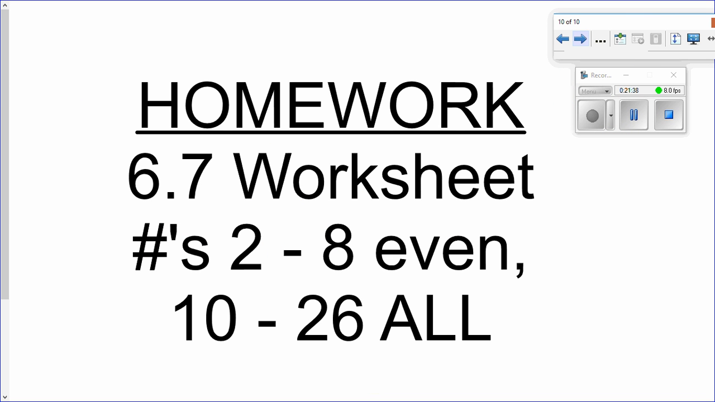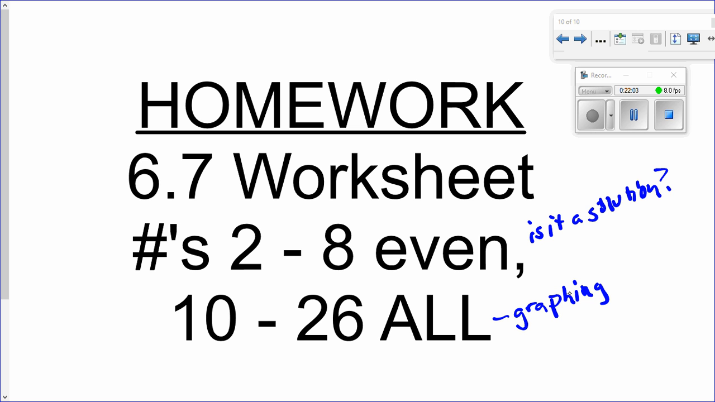So now the last slide here is just talking about what you're going to do for homework tonight. 2 through 8, the evens. That's where you're just finding out, is it a solution? Is the ordered pair a solution? And so you're going to do some quick algebra work there and just evaluating. And then a whole bunch of this is graphing. Okay, so you'll get a lot of practice with that and some word problems.